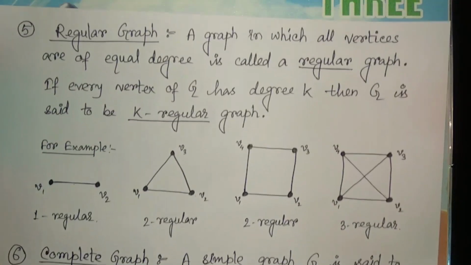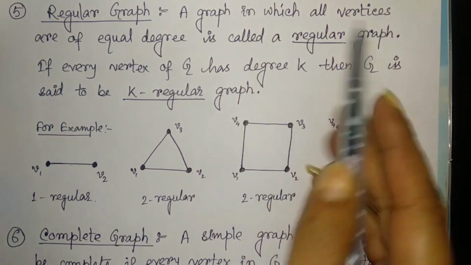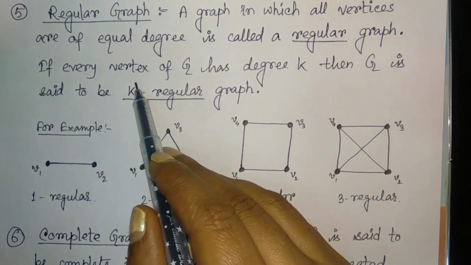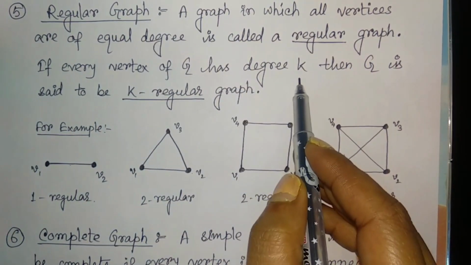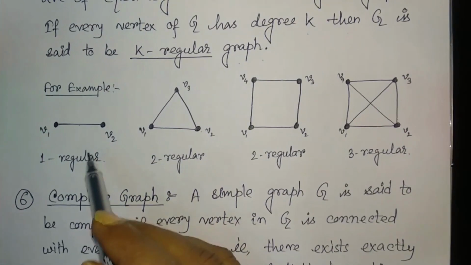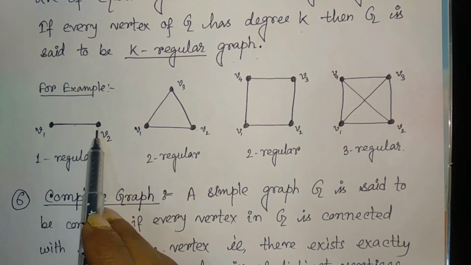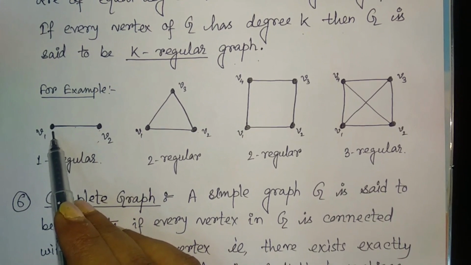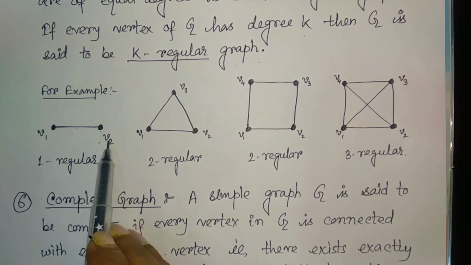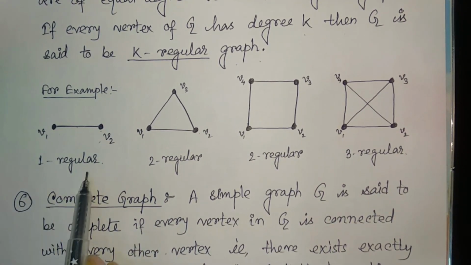Now it is the regular graph, which is a very important graph. A graph in which all vertices are of equal degree is called a regular graph. If every vertex of G has degree k, then G is said to be a k-regular graph. For example, let two vertices be V1 and V2, connected by an edge. As all these graphs are simple graphs, more than one edge is not possible. Now the degree of V1 is 1 and degree of V2 is 1. So both vertices have the same degree. That's why this is called a 1-regular graph.